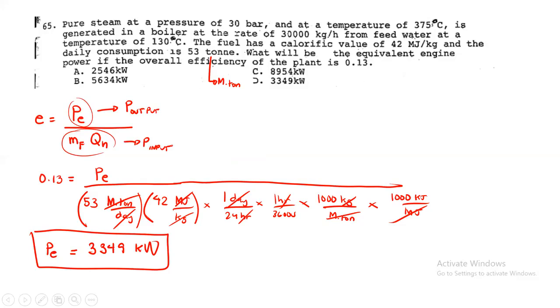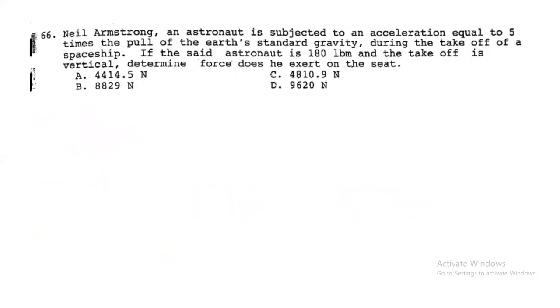So, next, 66. So, si Neil Armstrong, an astronaut is subjected to an acceleration equal to 5 times the pull of the Earth's standard gravity during the takeoff in a spaceship. The said astronaut is 180 pounds and the takeoff is vertical. Determine force does he exert on the seat.